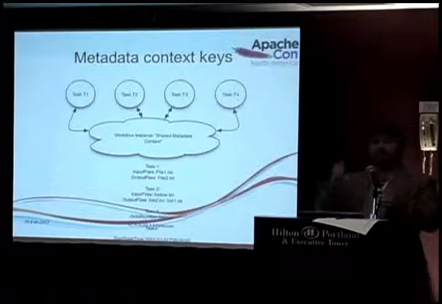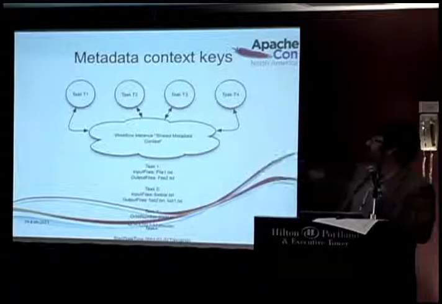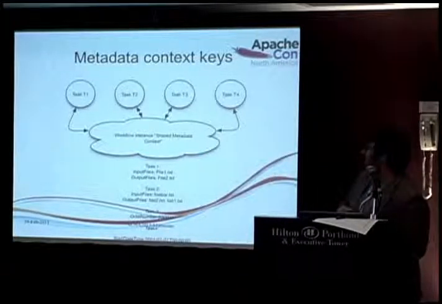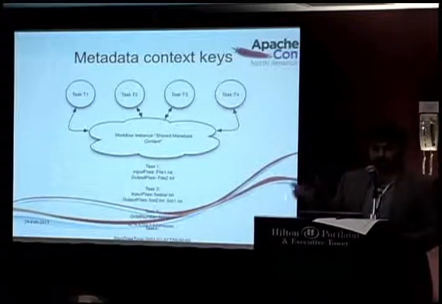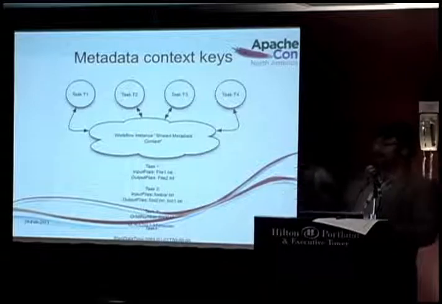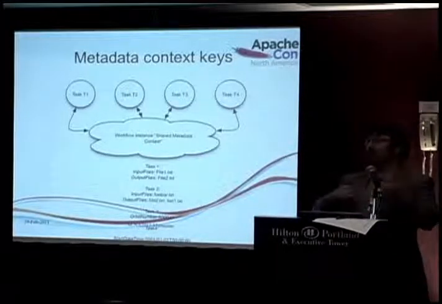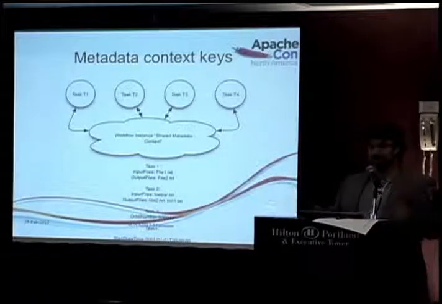And it's important because, like task one in this example, could signal something to task four, right? Task one might set some metadata keys, like input files, what were my input files and what output files did I generate, and things like that. And then task four could pick it up later, so long as none of the tasks in between overwrote those keys or did something to them, because it is a shared metadata context.